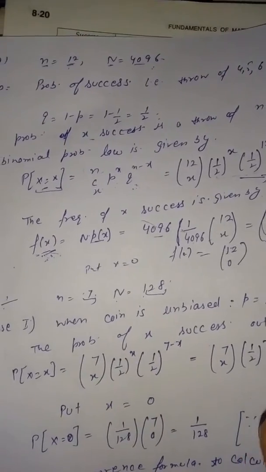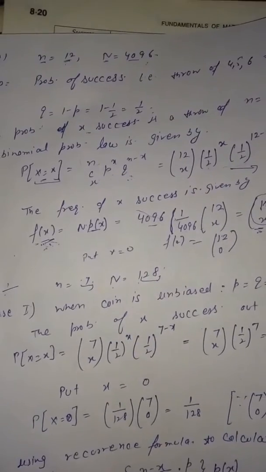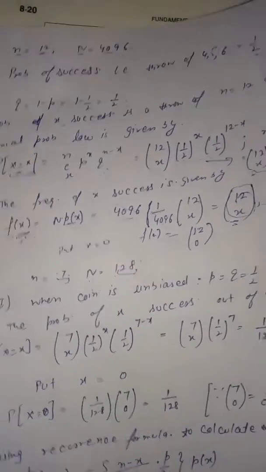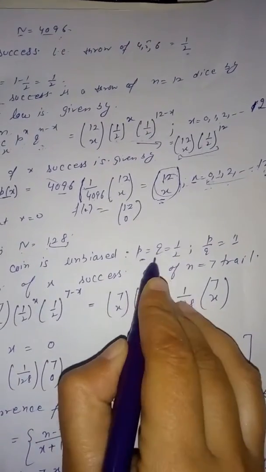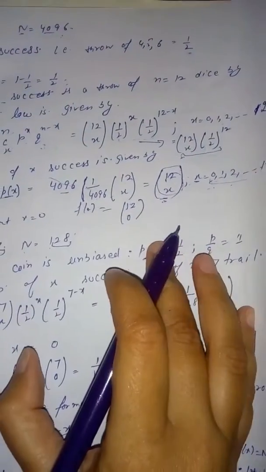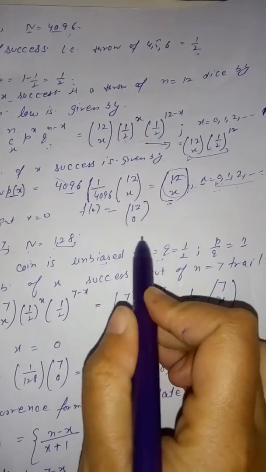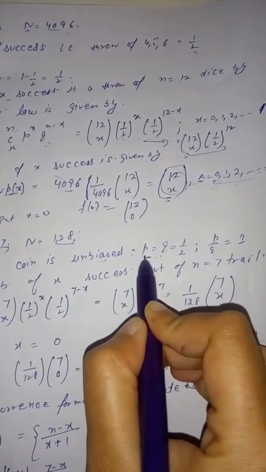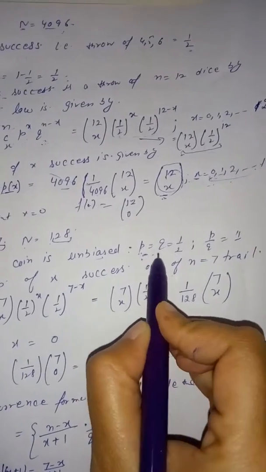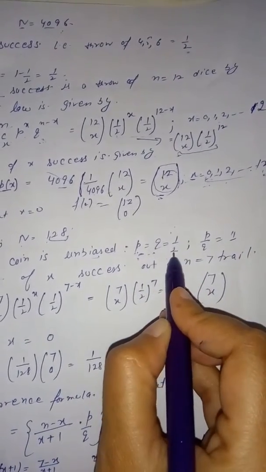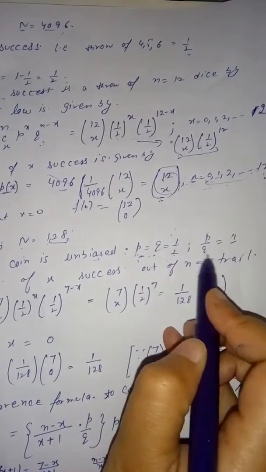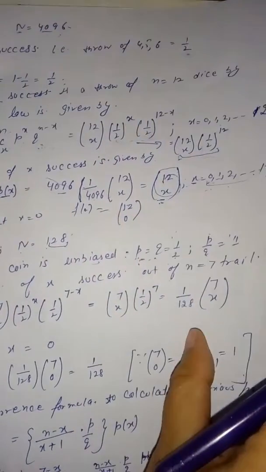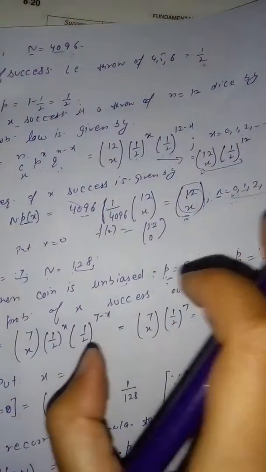In case 1, the coin is unbiased. When the coin is unbiased, we know that the probability of getting head or tail is equal. So p and q are both equal to 1 by 2, and p by q is equal to 1, right? So we want to find expected frequencies.